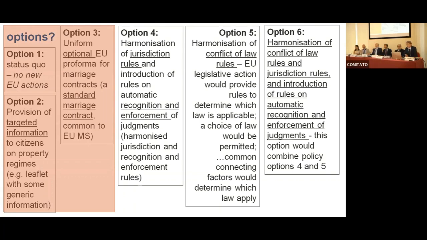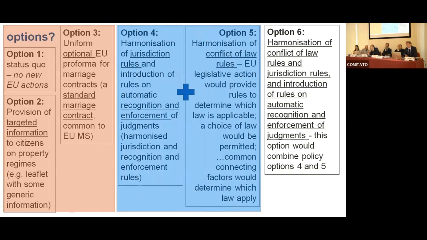The second option is to provide targeted information to citizens in order to inform them about the different kinds of legislation on property regimes. The third option was to try to provide a standard uniform contract for marriage. Then you have option 4 and option 5, which try to harmonize law. In option 4, you want to harmonize law as concerns jurisdiction and recognition and enforcement of judgments. In option 5, you want to harmonize conflict law rules in order to facilitate the work of legal professionals. Option 6 is just the combination of option 4 and option 5, and is exactly what we have now in the regulations of property regimes.